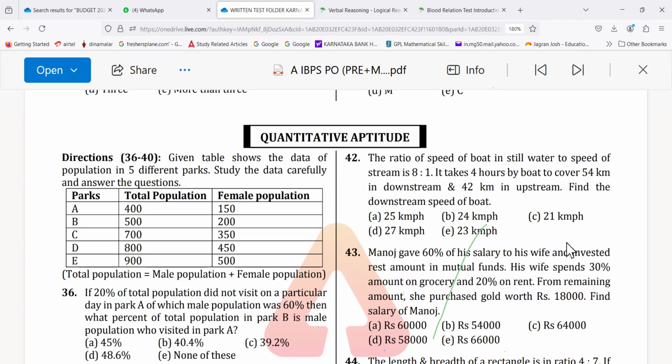The ratio of the speed of the boat in still water to the speed of the stream is 8:1. Let the speed of the boat in still water and the stream be 8x kilometers per hour and x kilometers per hour. Then as per the question, it takes 4 hours by boat to cover 54 kilometers downstream and 42 kilometers upstream. So 54 divided by 8x plus x, plus 42 divided by 8x minus x is equal to 4.